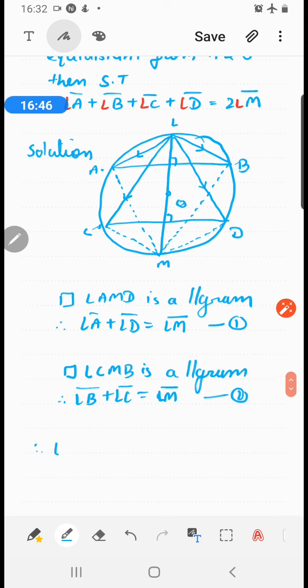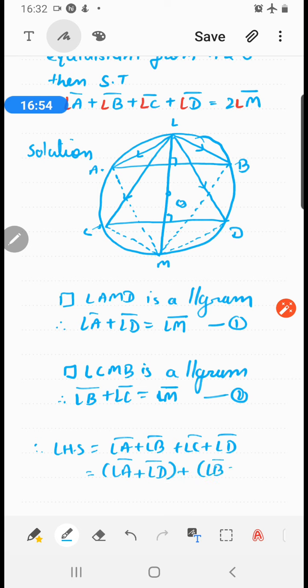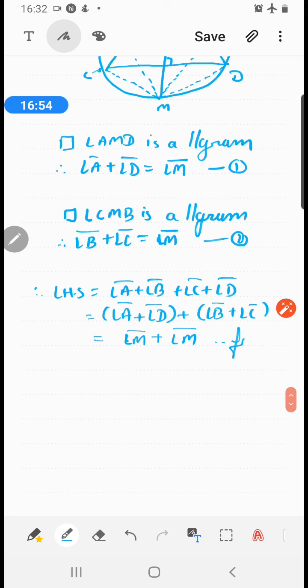Can I say therefore, let's take LHS. Initially LHS was LA plus LB plus LC plus LD. Obviously LA will go with LD, so I'll make a group of it: LA bar plus LD bar plus LB bar plus LC bar. This gave me LM bar, and this is also LM bar. Can I say from 1 and 2 that finally what we got is twice LM bar? So that is how we apply the parallelogram law in this. This is where we come to an end of the concept of the parallelogram law.